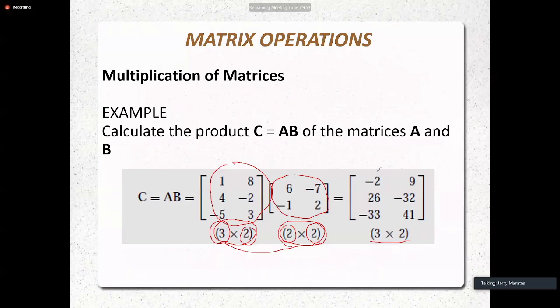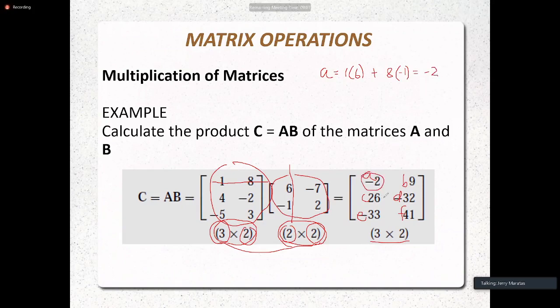Now, how to get the values of these elements? Let's say they are A, B, C, D, E, F. So there are 6 elements. How to get the value of A? That's the element of the first row and first column. So you consider the first row of the first matrix and the first column of the second matrix. So it should be 1 times 6 plus 8 times negative 1, which is equal to negative 2.